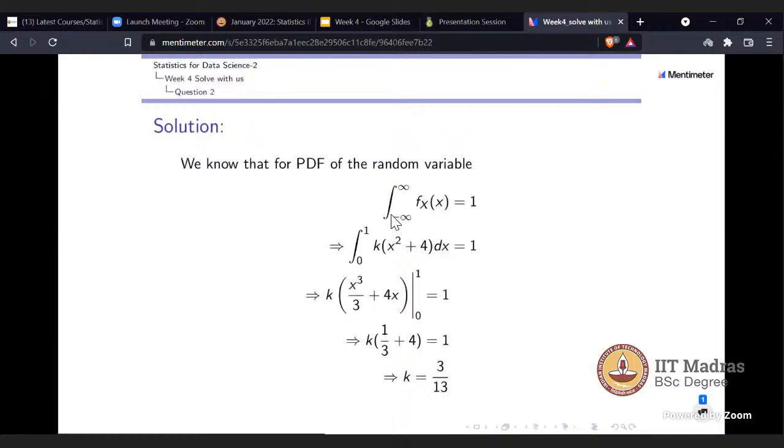Same thing. The PDF from minus infinity to infinity should be equal to 1. And since in the ranges minus infinity to 0 and 1 to infinity your f(x) is defined as 0, we'll just integrate the function from 0 to 1. Right? So if you integrate, you will get k equals 3 by 13.